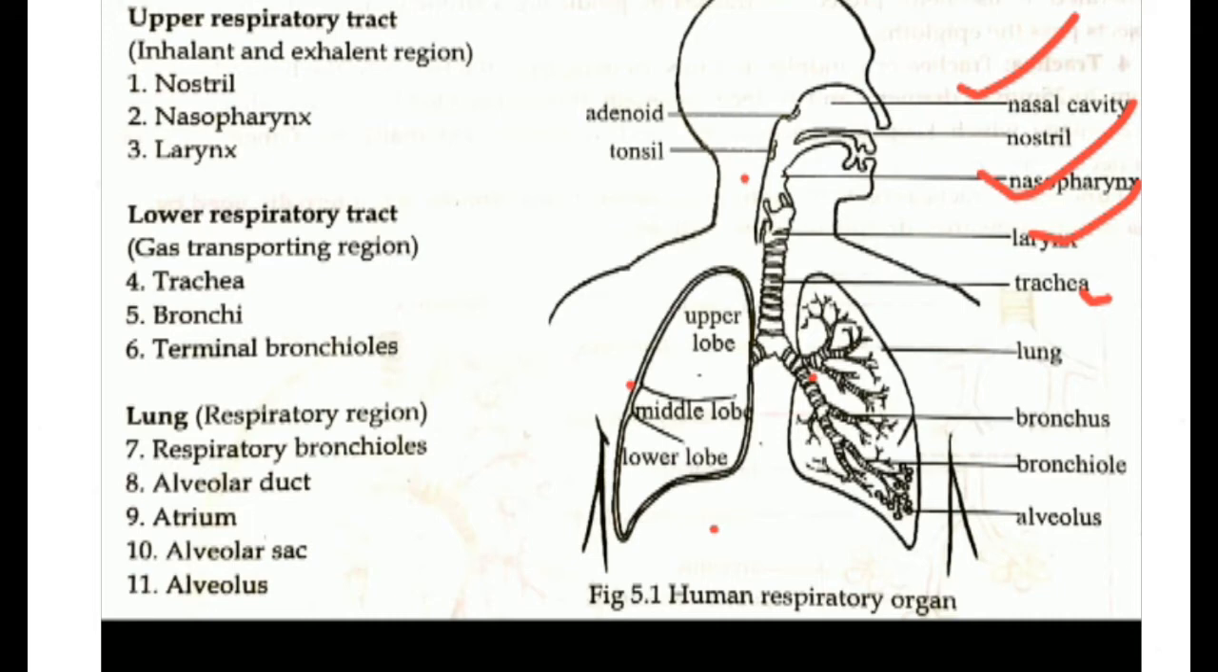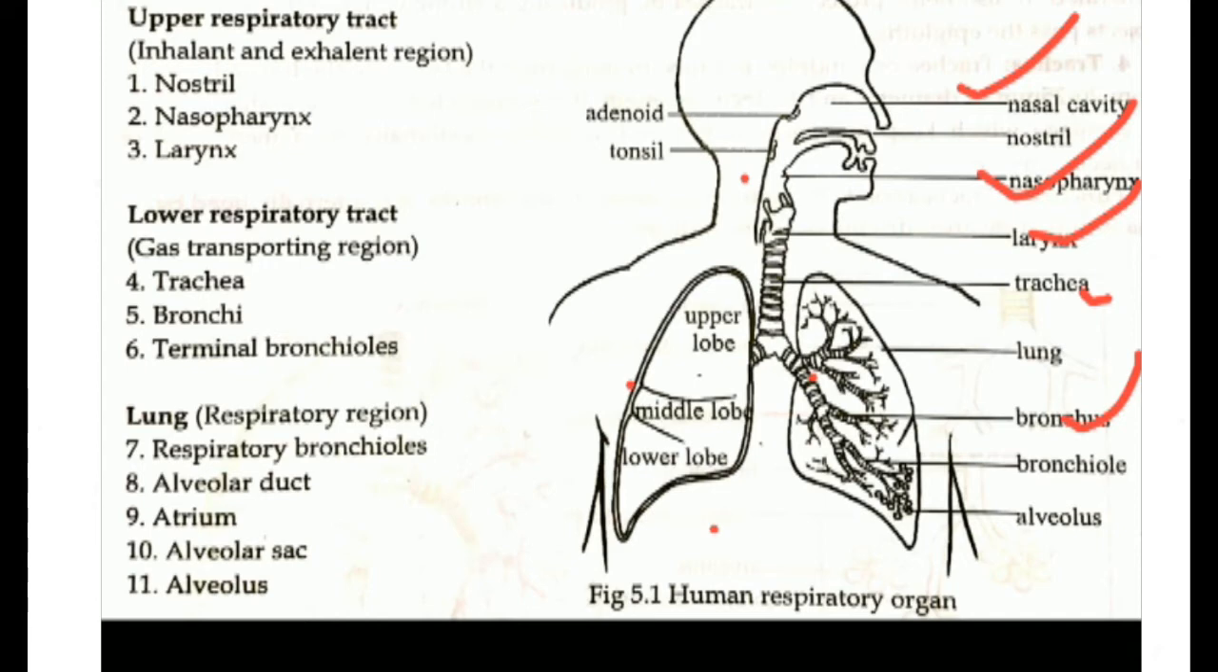And the next part is the bronchus. The trachea divides into two tubes called bronchi, or bronchus, one entering the left and one entering the right lung. The left bronchus is narrower, longer, and more horizontal than the right.